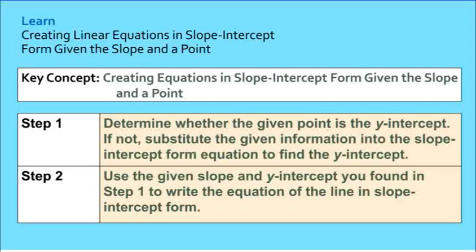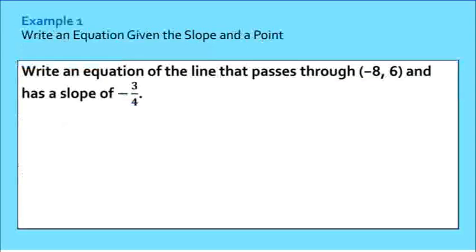So step 1, determine whether the given point is the y-intercept. If not, substitute the given information into the slope-intercept form equation to find the y-intercept. Use the given slope and y-intercept you found in step 1 to write the equation of a line in slope-intercept form. So example 1, write an equation of a line that passes through -8, 6 and has a slope of -3/4. We do not have the y-intercept, so we do need to find the y-intercept.